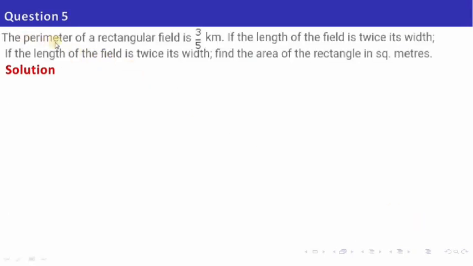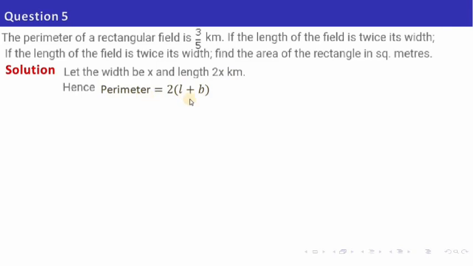The next question says, the perimeter of a rectangular field is 3 by 5 kilometer. If the length of the field is twice its width, find the area of the rectangle in square meters. Let's see what is being asked here. You have to find area in square meter and your perimeter is given in kilometer. Length is twice its width, so if I take x to be the width, then the length is double the width, which is 2x, in kilometer.